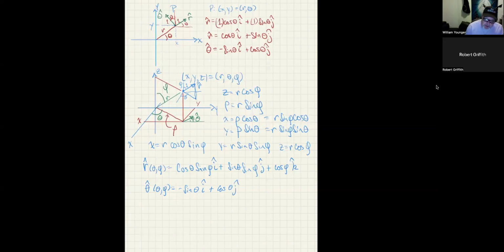And of course, you could also have a phi hat direction, a phi hat unit vector, which would actually point this way. And that phi hat has basically been shifted by 90 degrees ahead of R. So in fact, it makes an angle phi with the Z axis. So the Z component is going to be cosine phi. And then the XY component is going to be parallel to rho.